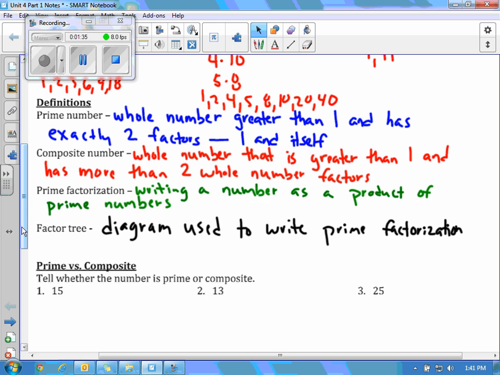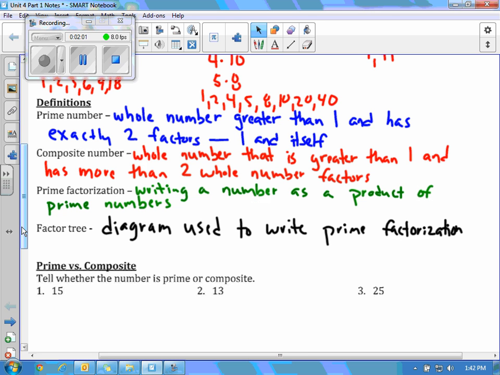So the smallest prime number is 2. 1 is neither prime nor composite because it only has 1 factor. So our smallest prime number would be 2. A composite number is a whole number that is greater than 1 and has more than 2 whole number factors. So our smallest composite number would be 4 because its factors are 1, 2, and 4.